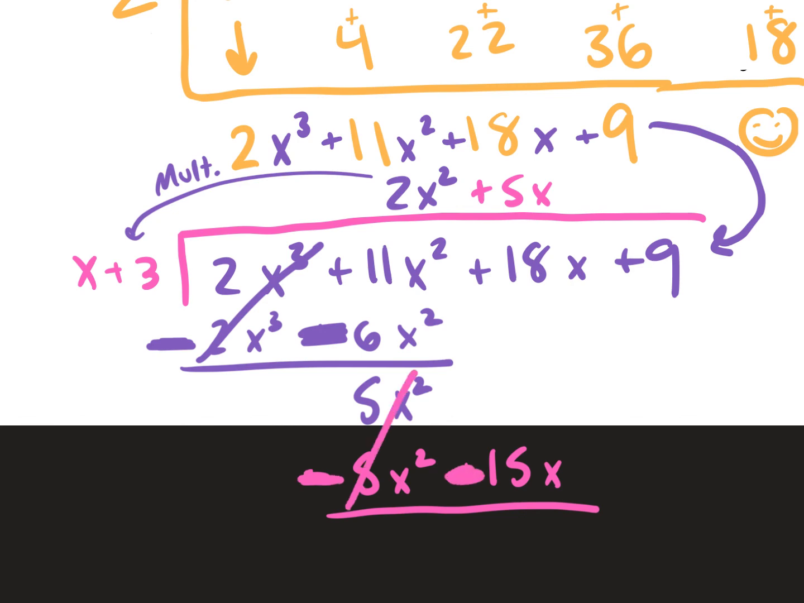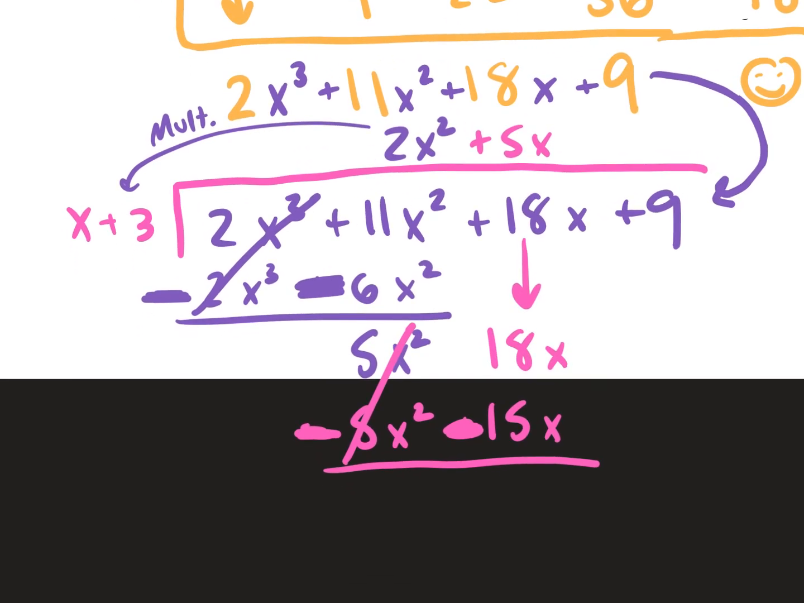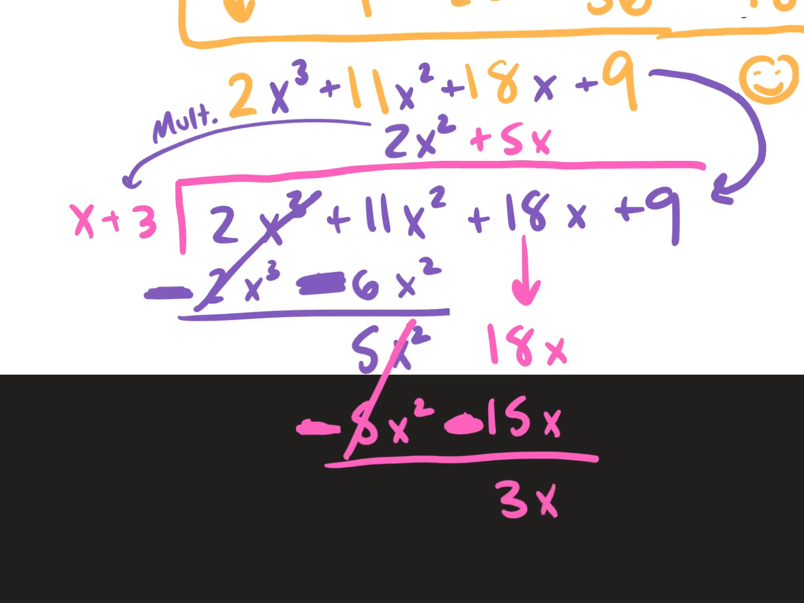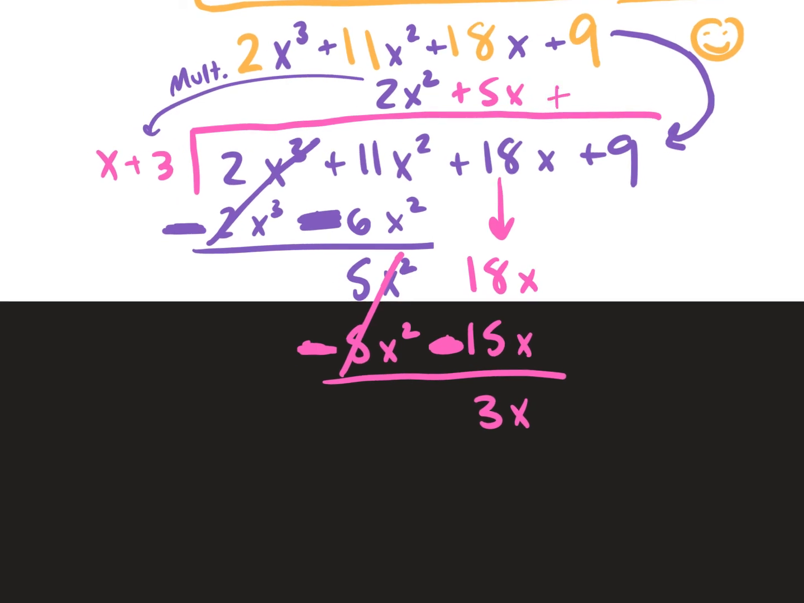So the 5x squareds cancel. I'm going to drop down that 18x. So 18x minus 15x, 3x. Now what times x gives me 3x? 3. So plus 3 would come next. So when I multiply that to everything outside, I have 3x, and 3 times 3 would be 9.